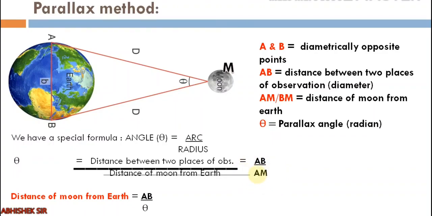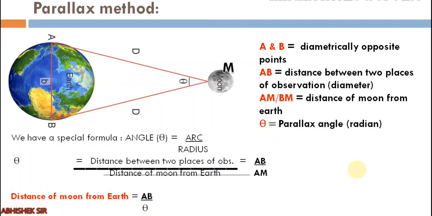So now you have to just take this AM on the left hand side and take that theta on the right hand side. Clear? So now we have distance of moon from earth equals AB upon theta. So we just need two values, that is, first of all AB. We might know the distance between this point A and point B. Clear? So if we have AB and theta, we can easily get the distance of moon from earth.